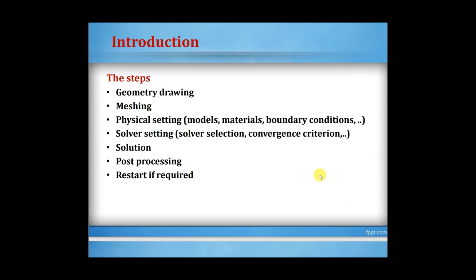Here we want to speak about the steps we have to go through to solve a problem in Ansys Fluent. The first one is geometry drawing. You have to explain what the geometry of your problem is during your solving process. For example, you want to analyze a pipe. You want a circular pipe or a cubic channel. These are different, so you have to model it.